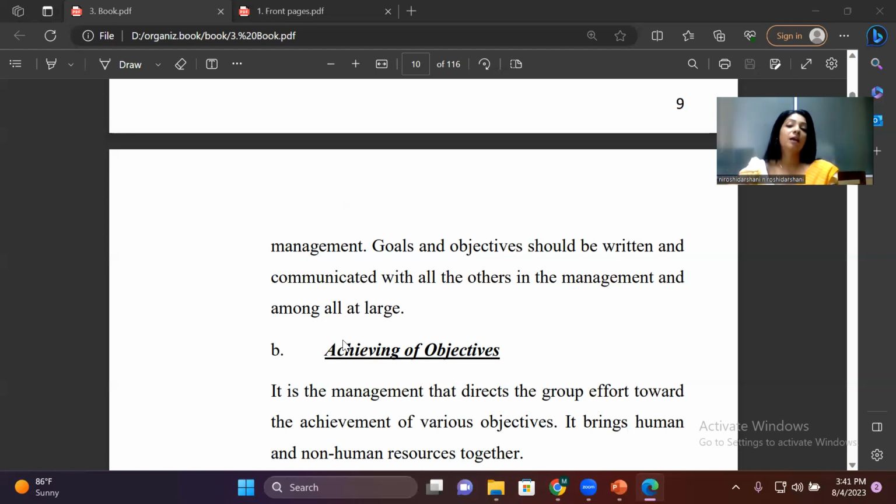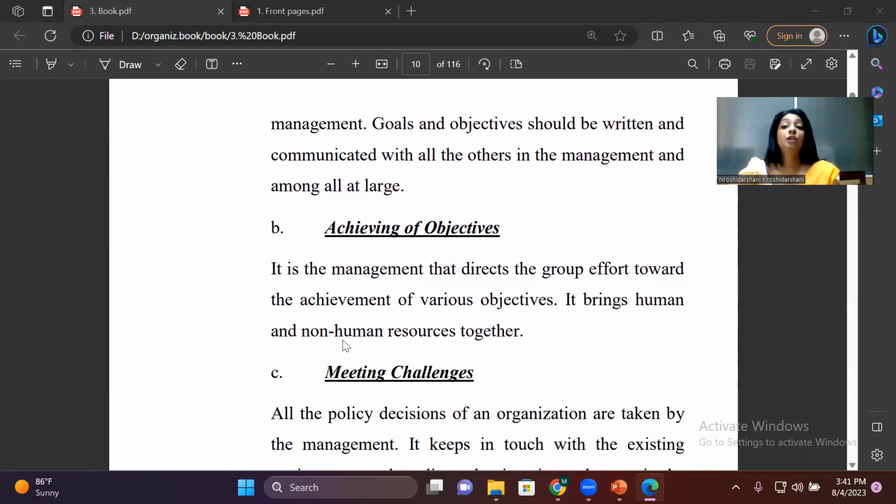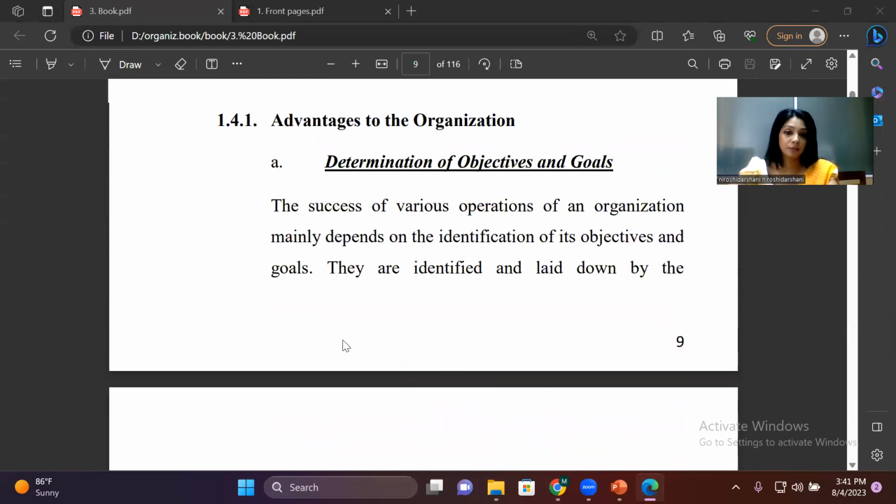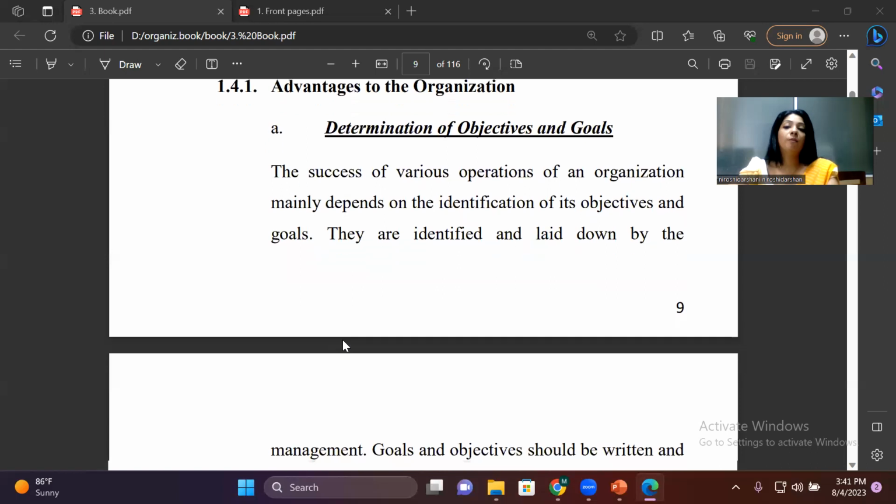So remember, setting goals and objectives for a company will not only allow the company owners and the management to see where they want to go and what they want to do, but it will also show the way for the employees, what they want to focus on, what they want to strive for. And the second one is achieving objectives. So the first one is what? Determination of objectives and goals.